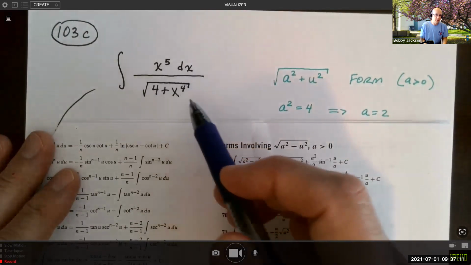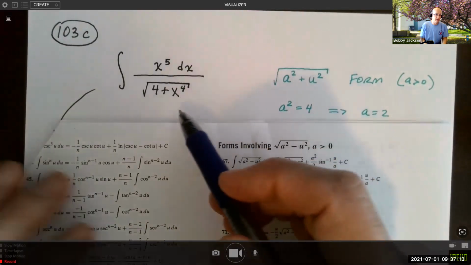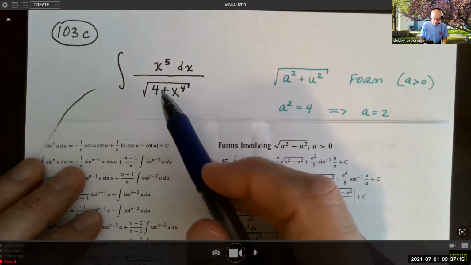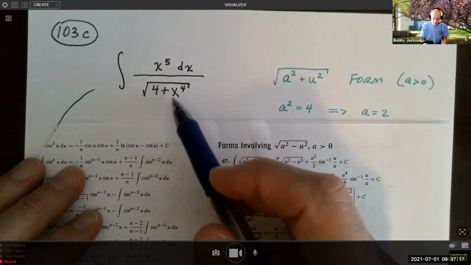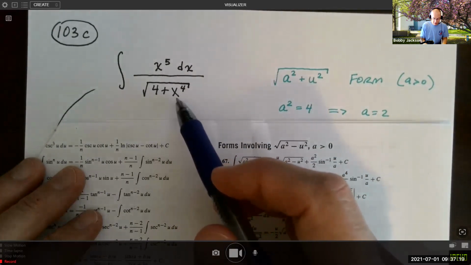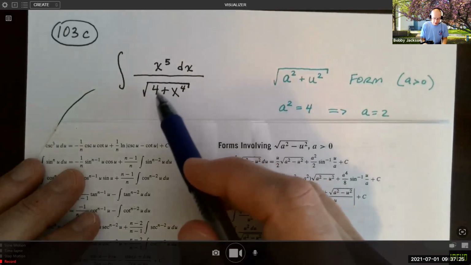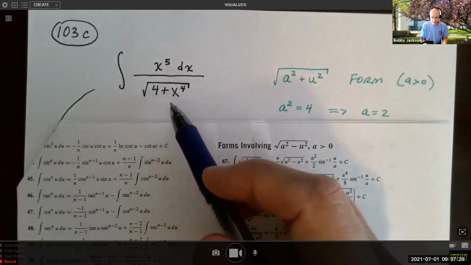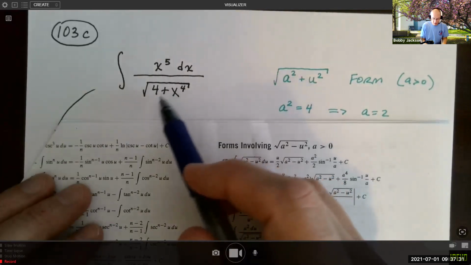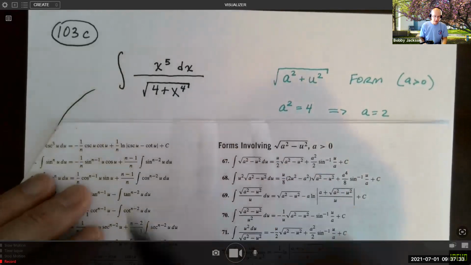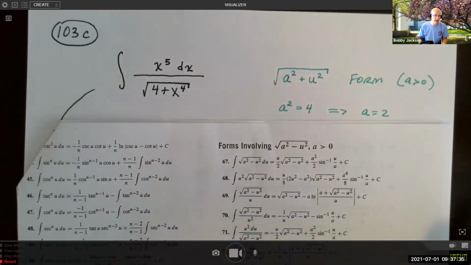And what am I going to do with that x squared? I've called u equal to 4 plus x to the 4th. Can I solve for x squared from that relationship? No, not really easily. So it's a little bit of a challenge. And I guess you could solve for x squared from that relationship, but it would still involve a radical. You wouldn't really get anywhere is the bottom line.